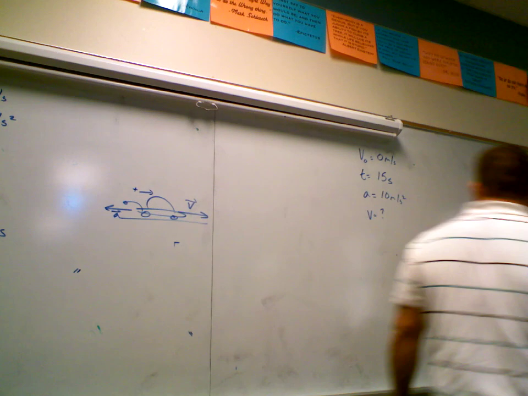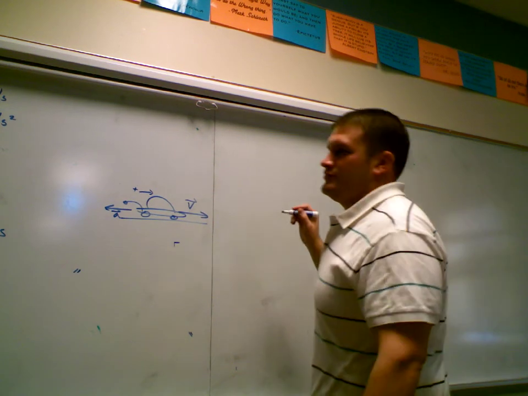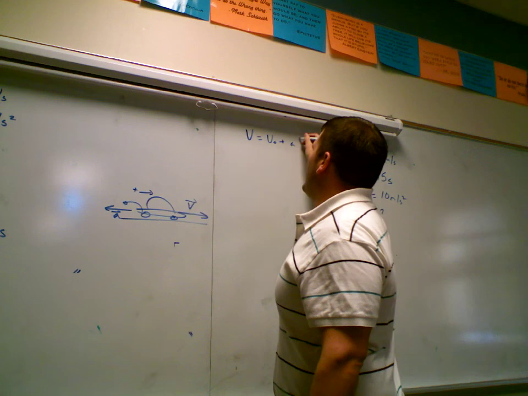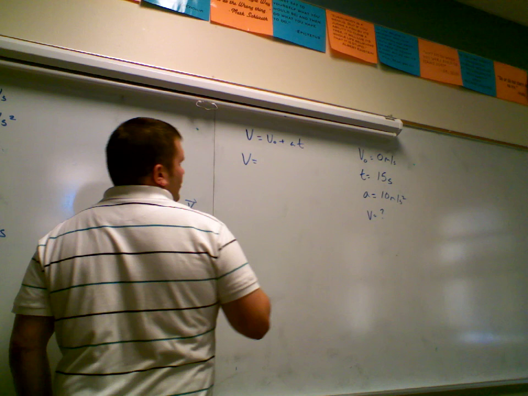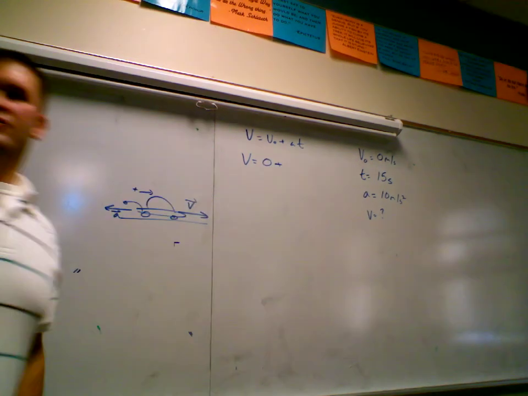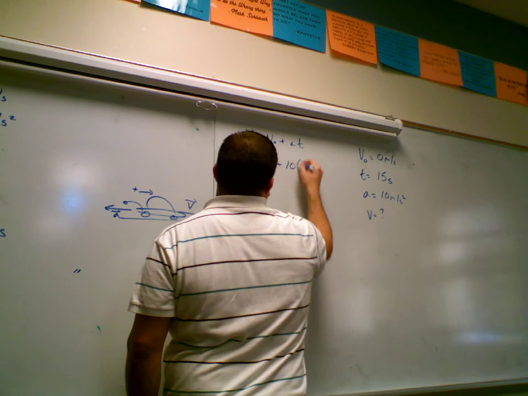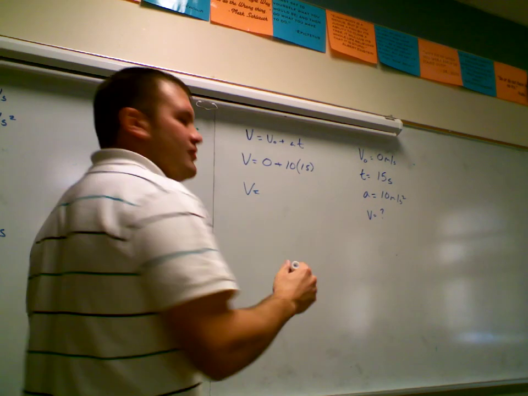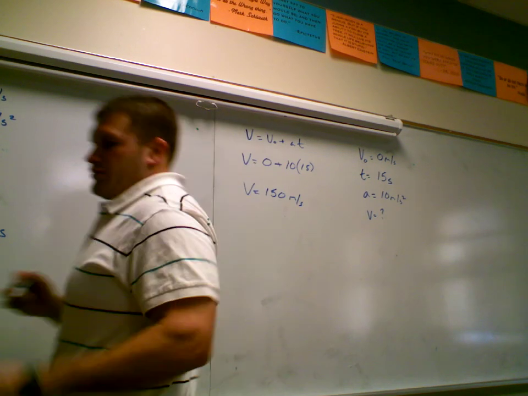So Jameer, what equation should I use? 7? 8? 7, right? V equals V naught plus AT, right? Yes, sir. We don't know V. What's V naught? 0. Now is my A positive or negative? Positive. Positive, okay, good. So 10 times 15 is 150. 150 meters per second. So you don't need the 10 squared.